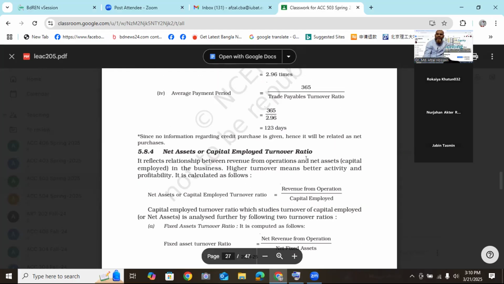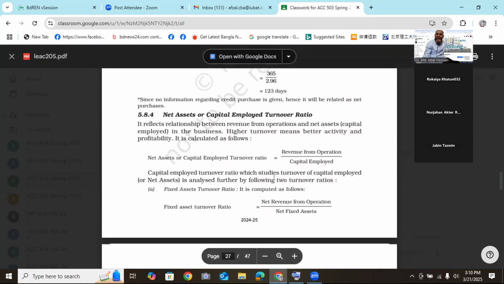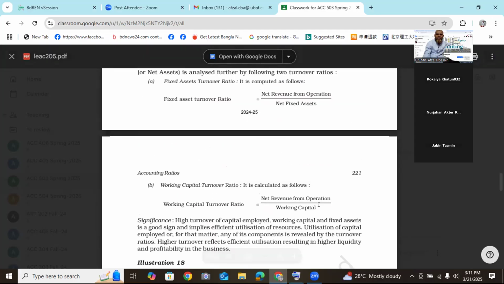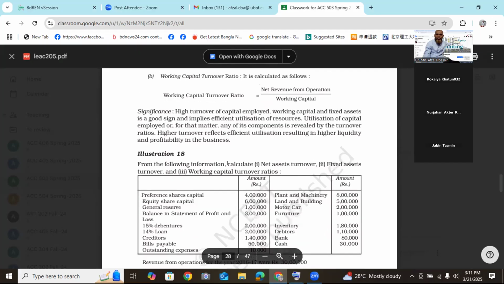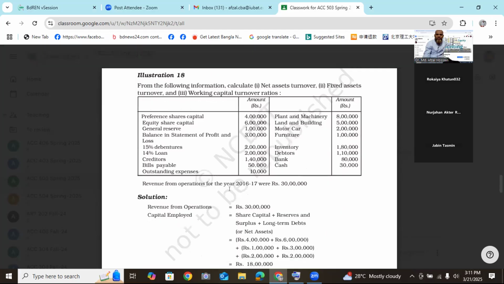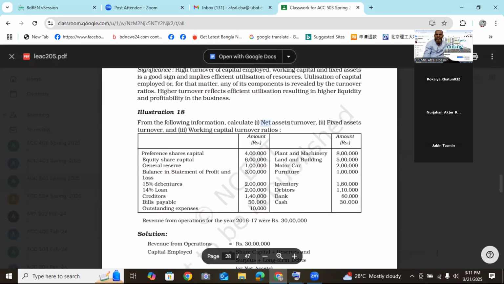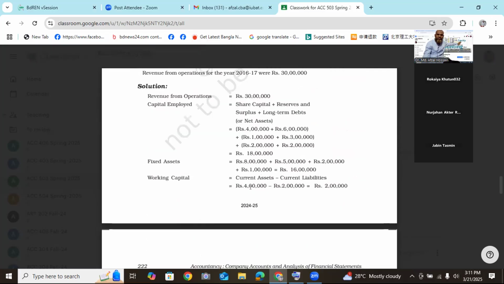I think you can do this yourself, because this problem is not very difficult. Net asset capital, working capital turnover ratio, then illustration number 18, the revenue from operations. From illustration 18, net asset turnover, fixed asset turnover, working capital. If you know the formula, you can do it, isn't it?